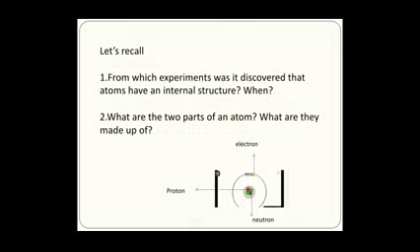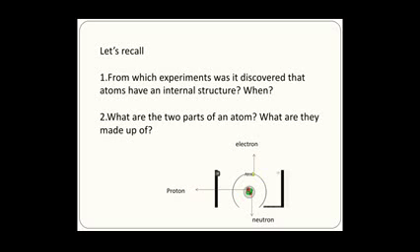From which experiment was it discovered that atoms have an internal structure? When? In 1897, Sir J.J. Thomson studied the cathode rays in detail and determined the ratio of charge to the mass of cathode ray particles. The credit of the discovery of the electron is given to Sir J.J. Thomson.